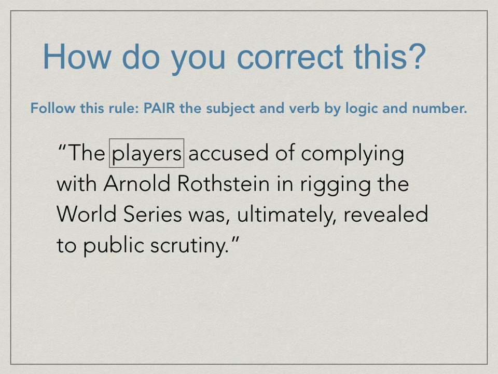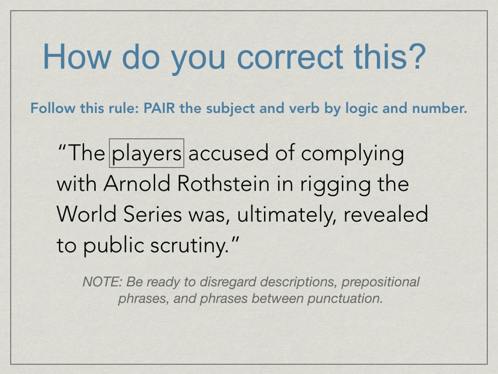Then what you have to do is be ready to avoid some of the traps we just noticed. So you've got to be ready to disregard descriptions, prepositional phrases, and phrases between punctuation. Sometimes these are easy to spot, like anything in parentheses will probably not have the subject of the main sentence in it. But if you have prepositions like of or in, and we've got both of those in the sentence, or with, these cannot actually contain subject nouns.